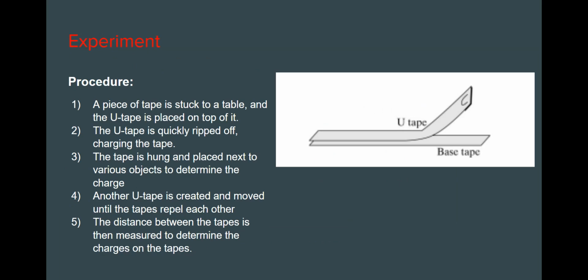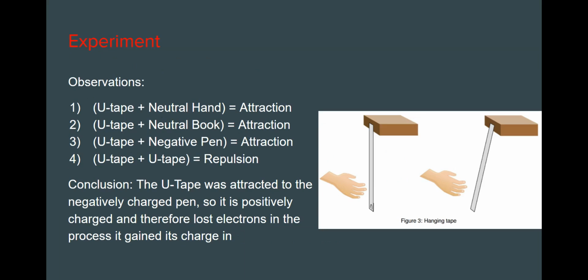Now the experiment will adhere to the following procedure as stated. A tape was stuck to a table, a U-tape is then placed on it, the tape is ripped off and hung, while various objects are moved near the tape. Another U-tape is then created and moved towards the hanging tape until the tapes repel. The distance between the tapes is then recorded to determine the magnitude of the charges.